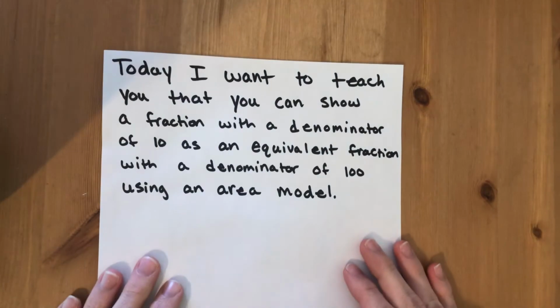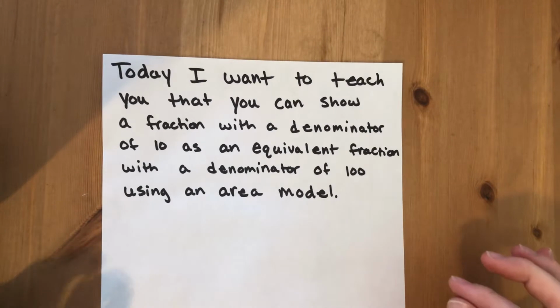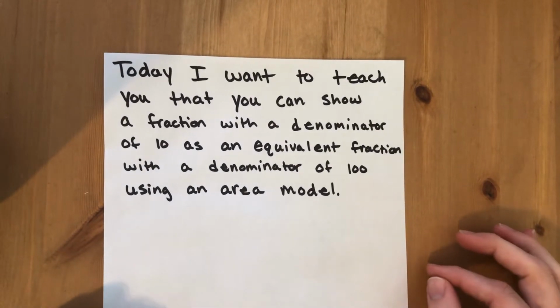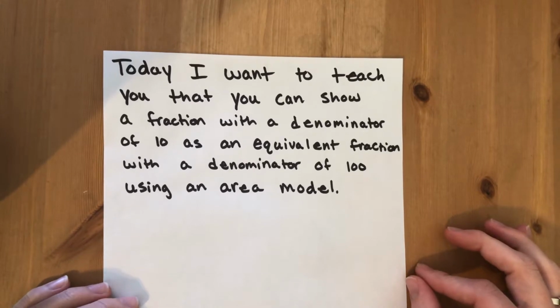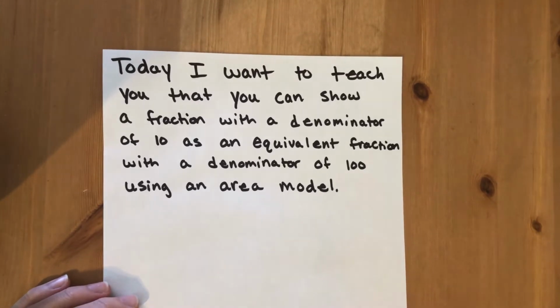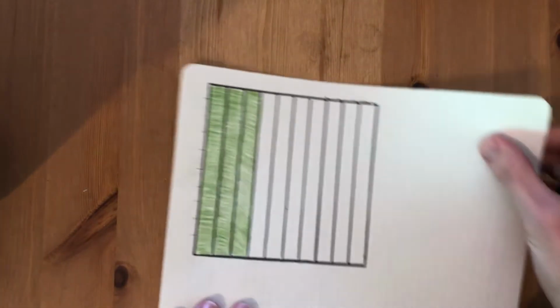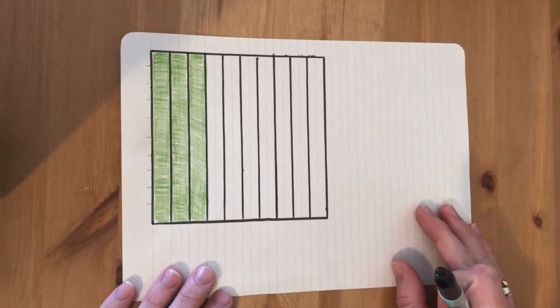Hi mathematicians! As we continue to work with equivalent fractions, today I want us to be thinking about finding equivalent fractions between tenths and hundredths. So, today I want to teach you that you can show a fraction with a denominator of 10 as an equivalent fraction with a denominator of 100 using an area model. Watch me as I show you how to do that.